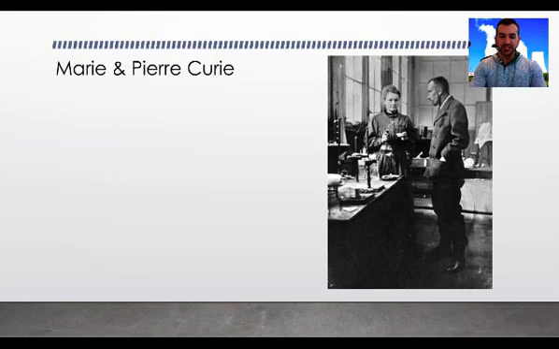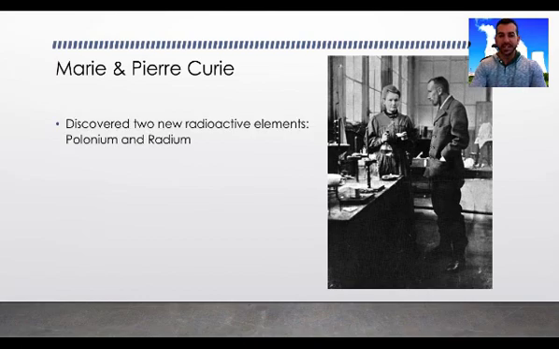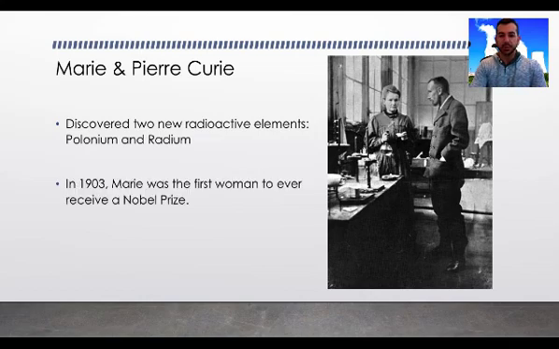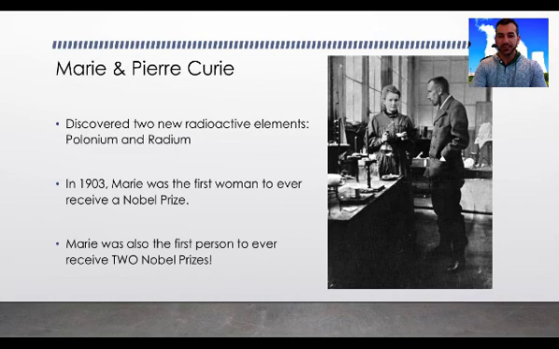So that now leads us to talking about Marie and Pierre Curie, a husband and wife team. And what they ended up doing was discovering two radioactive elements, polonium, named after their homeland of Poland, and radium. In 1903, Marie was the first woman to ever receive a Nobel Prize for the work with radiation. And in fact, Marie was also the first person to ever win 2 Nobel Prizes for her work. So she was the very first woman to win a Nobel Prize and the first to win 2 Nobel Prizes, which is a huge accomplishment in the field of science.